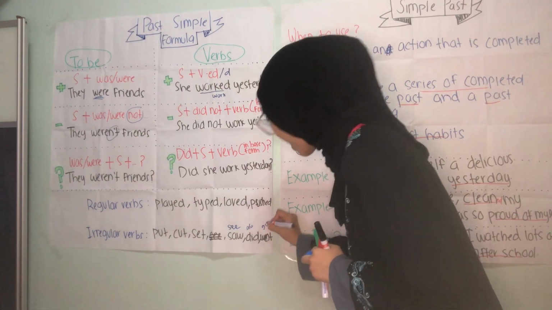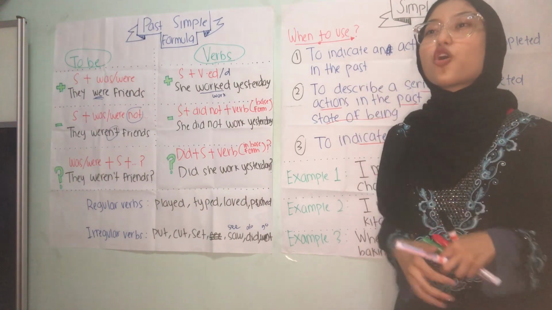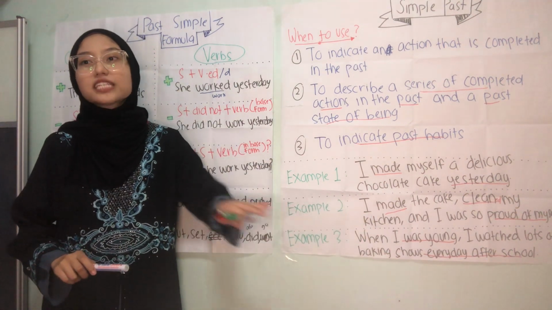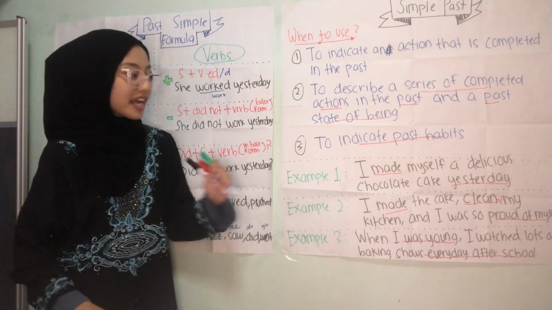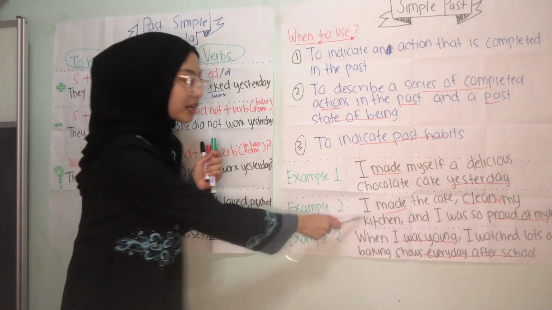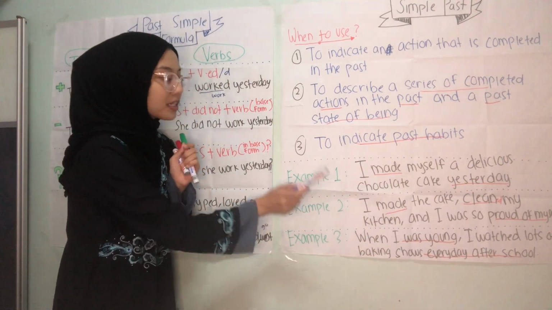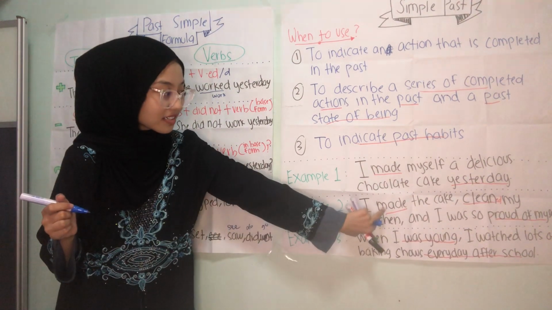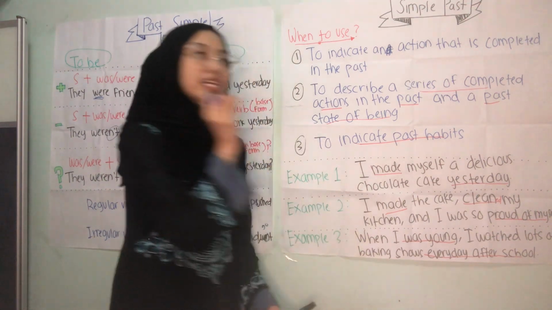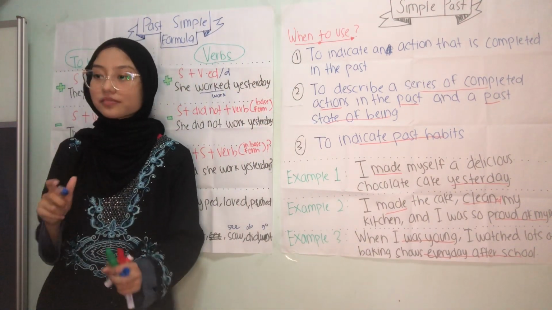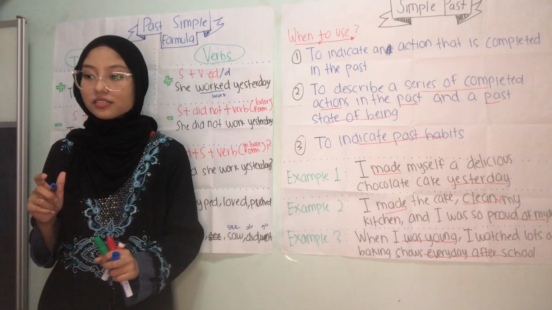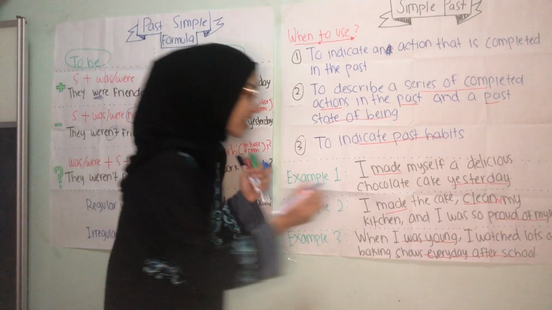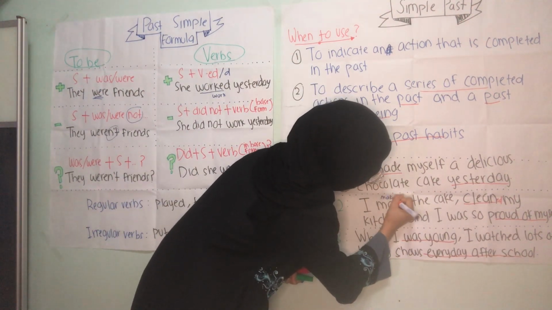Now, let's go back to this sentence. Can you tell me the irregular verb for example number 2? The irregular verb is made. Yes, made. What is the root form of made? Make. It is made, so the root word is make.